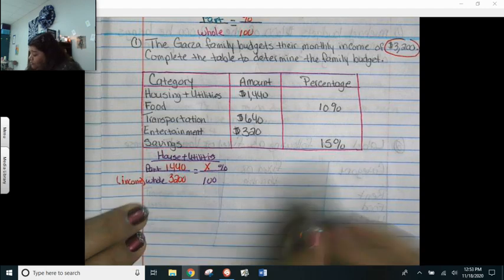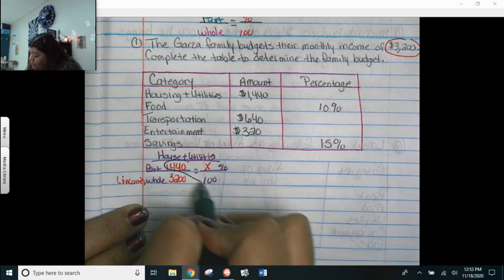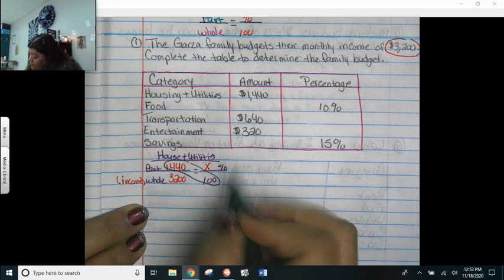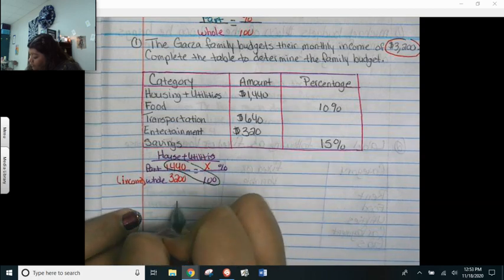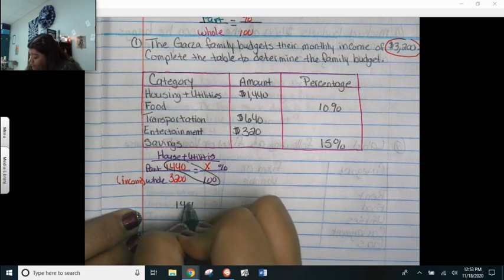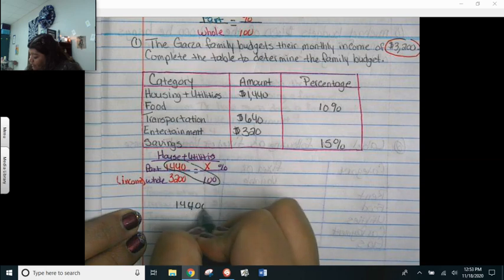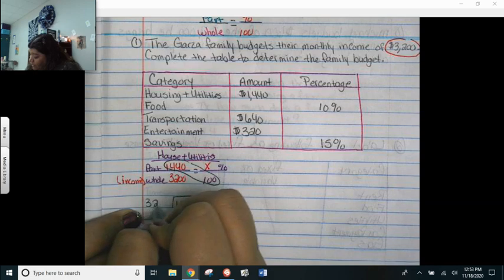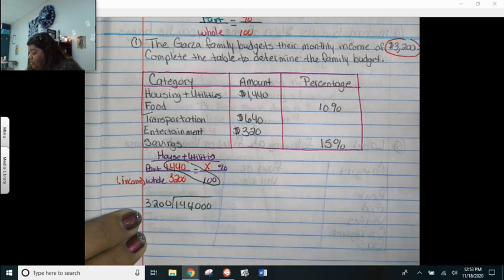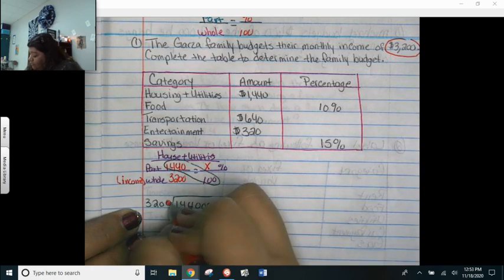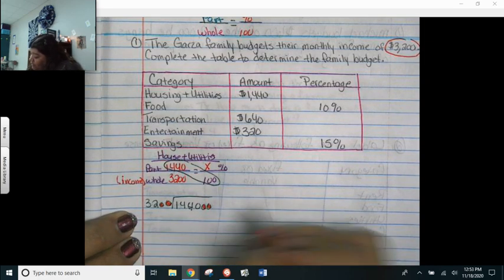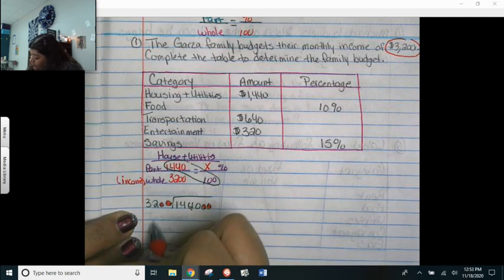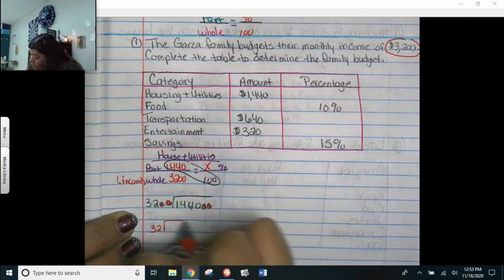I'm going to go ahead and just cross multiply and divide. So 1,440 times 100, you know the shortcut. Just add those two zeros at the end of 1,440, divided by 3,200. Now here I'm definitely going to use the shortcut. I'm going to take off a 0 from here and from there, and I can take off another. So now what I'm really dividing by is 32.